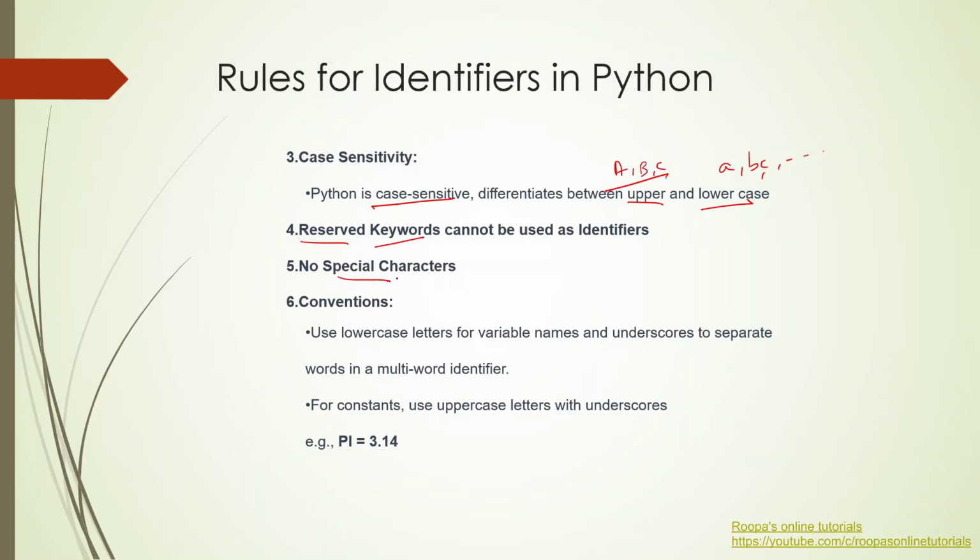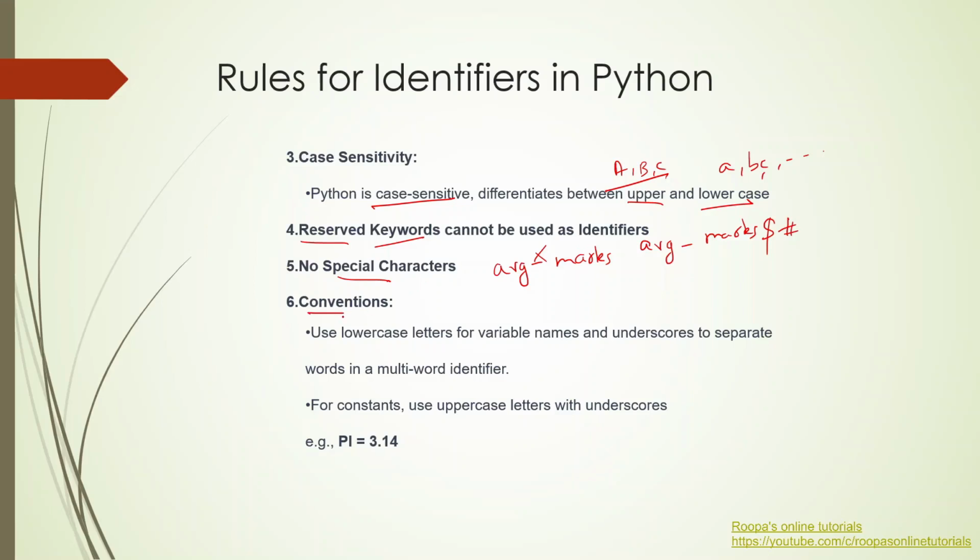Special characters cannot be used. For example, when I have marks average, I cannot put a hyphen here. This is wrong. But I can put an underscore, average underscore marks, separating it with an underscore. I also cannot use a dollar symbol or a hash symbol in my identifier.